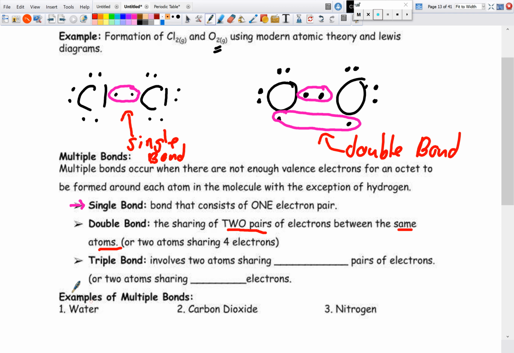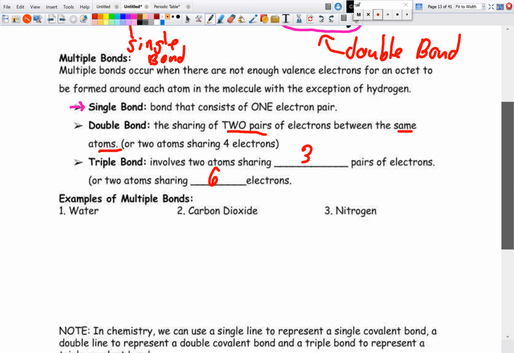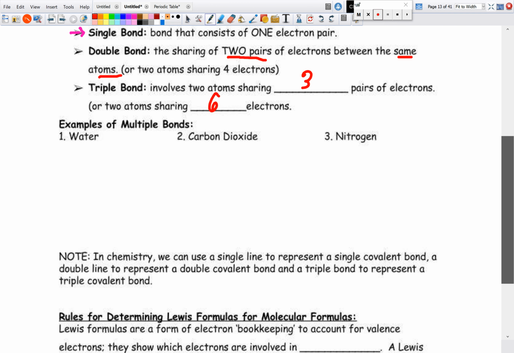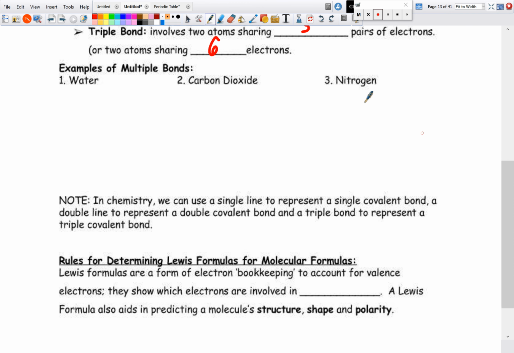And a triple bond involves 2 atoms sharing 3 pairs of electrons, for a grand total of 6 electrons. I don't have a triple bond drawn there, but I will draw this one down here. Down here we have multiple examples of multiple bonds. We're going to do water, carbon dioxide, and nitrogen. For our water molecule, water is H2O.